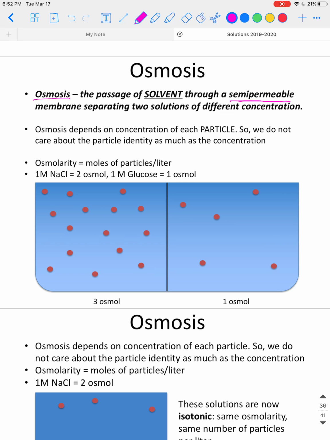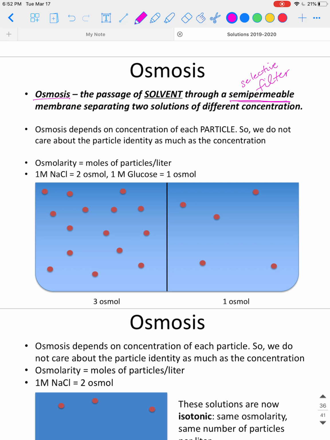Now, what does that word semi-permeable mean? Semi means some. Something that is permeable means things can pass through it. It's kind of like a filter of sorts. Semi-permeable means that some things can pass through, other things cannot, so it's a selective filter. Usually smaller things can pass through, larger things cannot. But let's finish the definition.